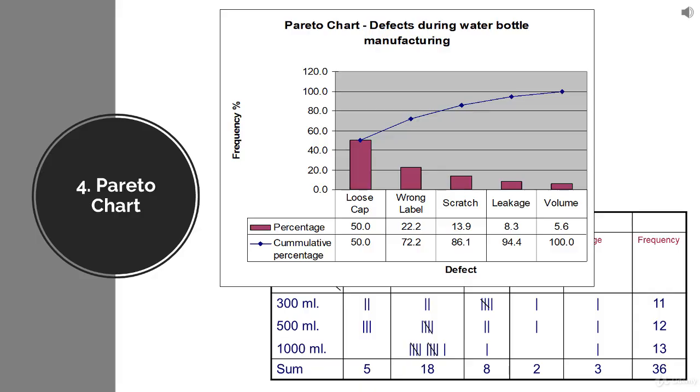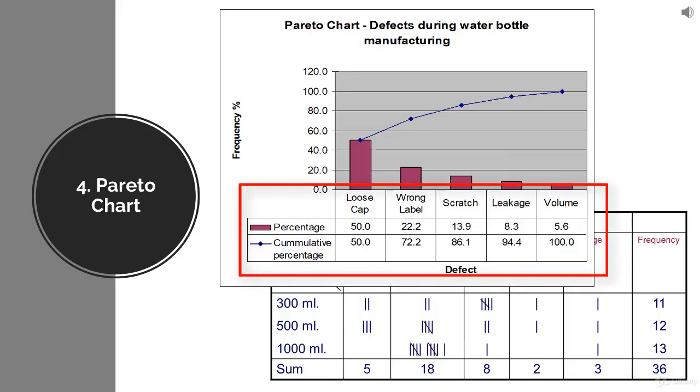And if you look at the percent of that, it shows that 50% of the problems are because of loose cap. So one thing you see here is that the bars are arranged in descending order, and at the bottom you see the percent related to each of these problems. Loose cap 50% problems, wrong label 22% problems, scratches 13.9% problems and so on. You also look at the cumulative of these.